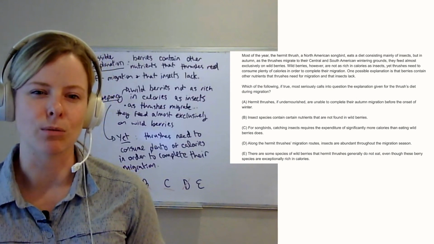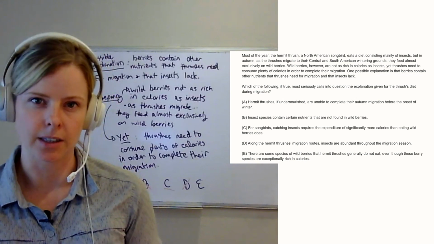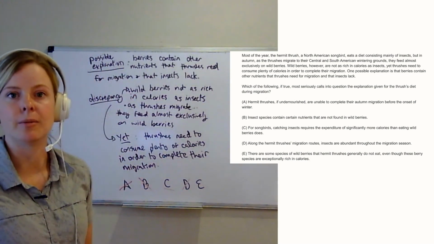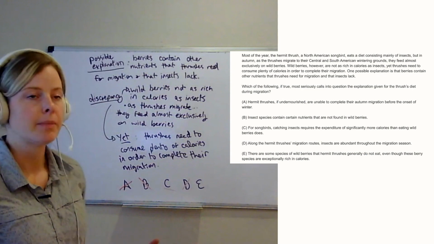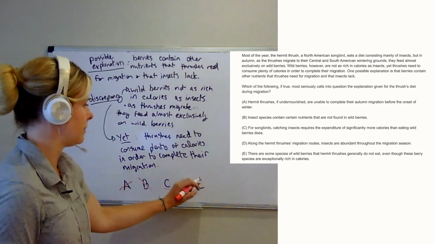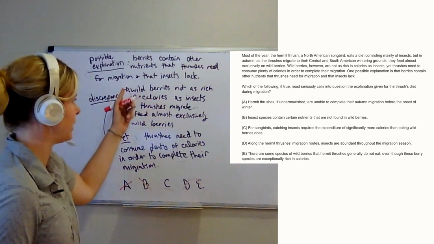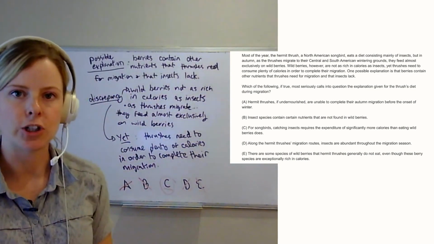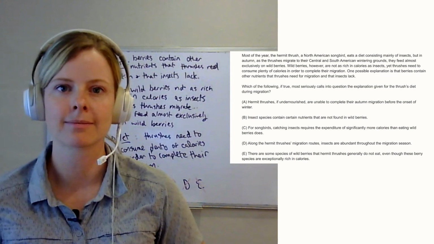So we have no idea really what E tells us in relation to this possible explanation, because we just don't have enough information about these other wild berries. So E doesn't really give us reason to doubt our explanation. Get rid of it. And that leaves us with C, which is our correct answer choice.